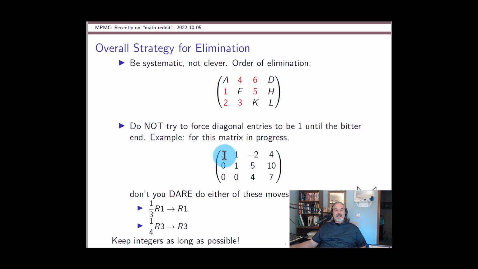And then at the very end, if you have like a 3, 0, 0, 13, now you can divide row 1 by 3, or properly said, multiply it by 1/3, to get a 1 in this place. But make that the last thing that you worry about.